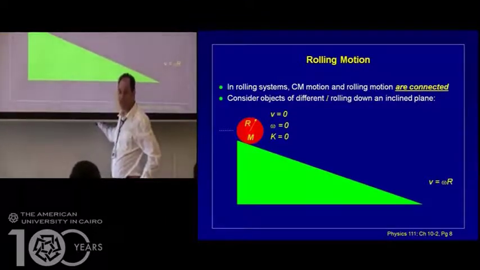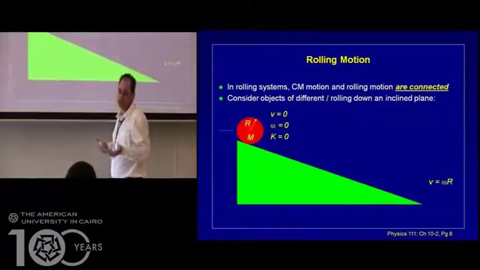So that means that we have a translational motion. And if it rotates as well, then we have a rotational motion as well.